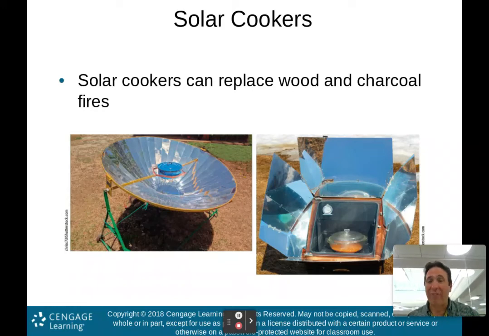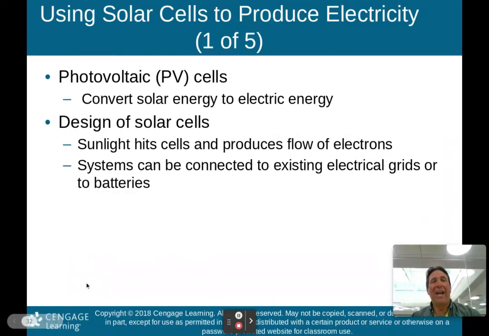But in parts of Africa where it's dry and sunny and hot always, this would work great. So again, solar cookers could be the new wave of the future. All right. Then we use solar cells to produce electricity. This is going to be the last 5 slides of part 1.